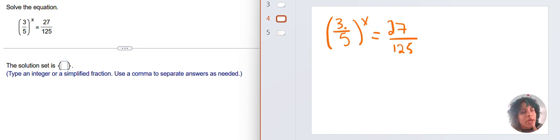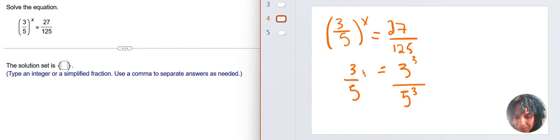3 raised to what power becomes 27? Well, maybe that is 3 to the 3rd power, because 3 times 3 is 9 times 3, 27. Yay! So then in my denominator, to what exponent, my power, do I raise 5 so it becomes 125? Again, that's going to be 3. So 5 to the 3rd. So now I'm just rewriting the left side. Okay.